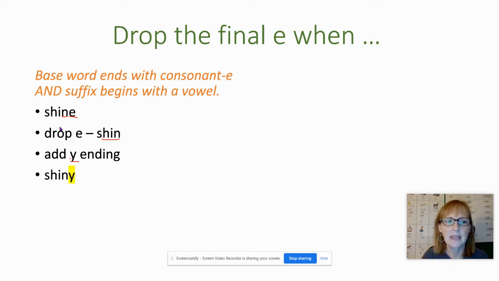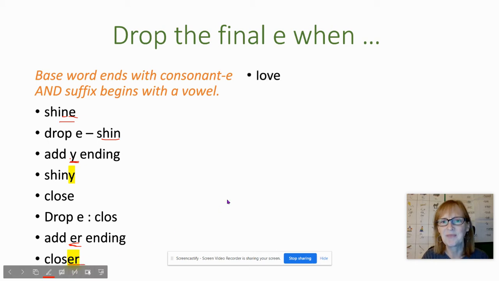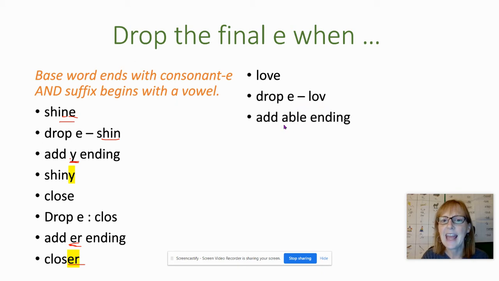And there it is. Base word shine, consonant E. Our ending is a vowel. So we drop the E and add the Y. Close, we're gonna drop the E. Then we're gonna add the ER ending. ER also starts with a vowel. Then we add it onto the end and we end up with closer. There's the word love, drop the E, add the A-B-L-E ending. Able also begins with a vowel, so that's why we drop the E. We add it in there and we get lovable.